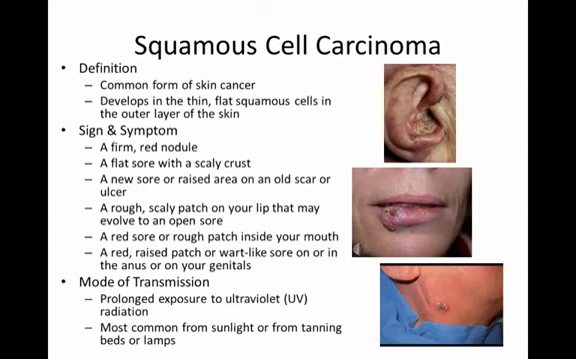Squamous cell carcinoma is a common form of skin cancer. It develops in the thin, flat squamous cells of the outer layer of the skin. Signs and symptoms include a firm red nodule, a flat red sore with scaly crusts, a new sore or raised area in an old scar or ulcer, a rough scaly patch on your lip that may evolve to an open sore, a red sore or rough patch inside your mouth, or a red raised patch or wart-like sore in or on the anus or on your genitals.